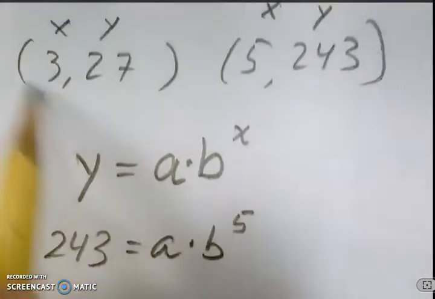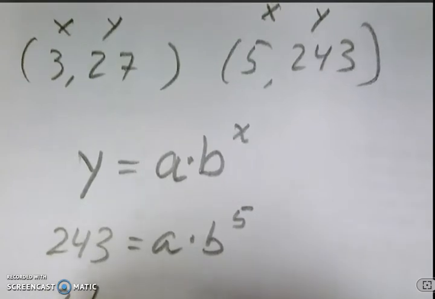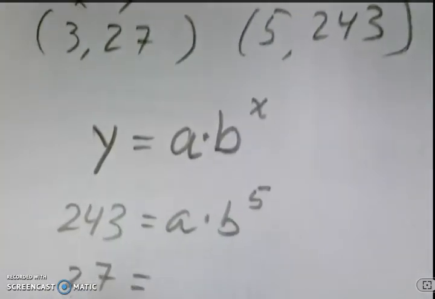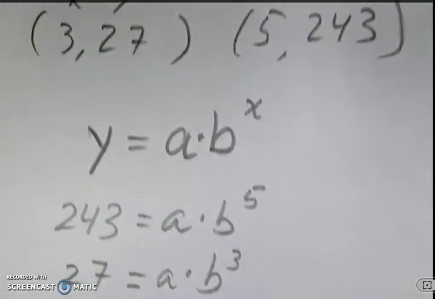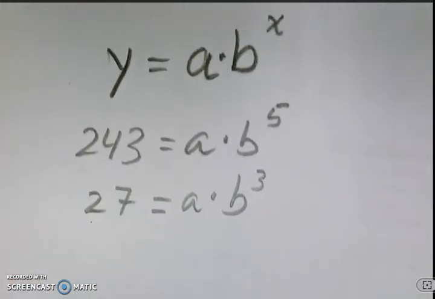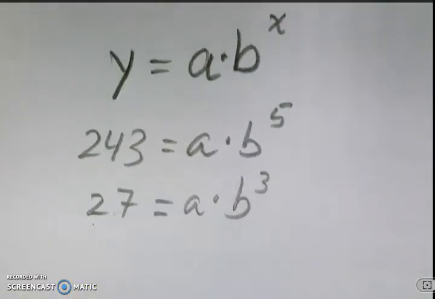So they gave us a second set of points. Let's try and use that also. Let's put 27 for y. We'd have an equation that says 27 equals a times b to the third power. So these were the numbers from our one point, and these were the numbers from our other point.